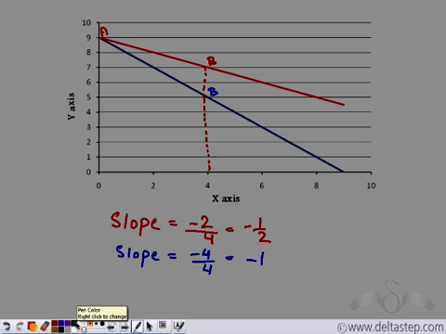Now which line has a higher slope here? We see that the red line has a higher slope. So can we say that the red line is steeper than the blue line? No. We cannot say that the red line is steeper than the blue line because we look at the absolute value of slope. So we ignore the signs and only consider the magnitude. The magnitude of blue line is higher than the magnitude of the slope of red line. So we say that blue line is steeper than the red line.